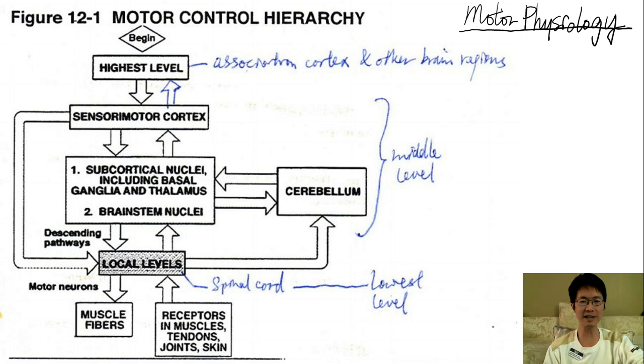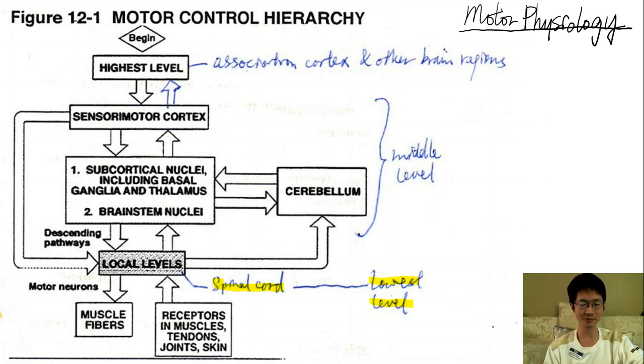The lowest level actually occurs in the spinal cord. You may ask, how come? I thought we learned about the primary motor cortex M1, right? Do you still remember the location of M1? Let me give you 5 seconds to think about it. 5, 4, 3, 2, 1. Okay, time's up. The location of M1 is in the frontal cortex. Specifically, it is at the precentral gyrus. Precentral gyrus, okay?